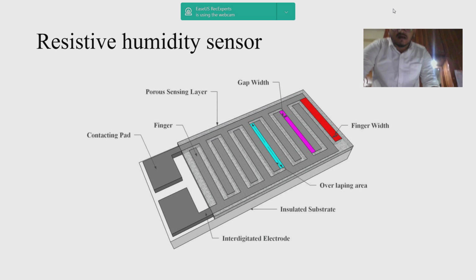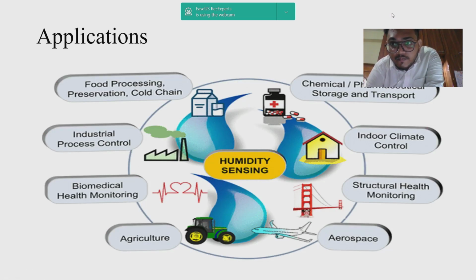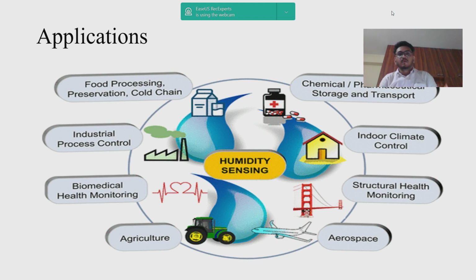Now let's see about the applications of humidity sensors. First, we can talk about weather forecasting. Humidity sensors are integral components of weather stations and meteorological equipment. They help us in gathering data about atmospheric humidity, which is essential for accurate weather forecasting, which is more useful in these rainy days.